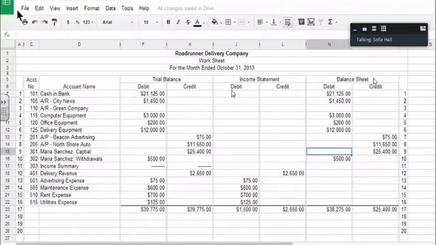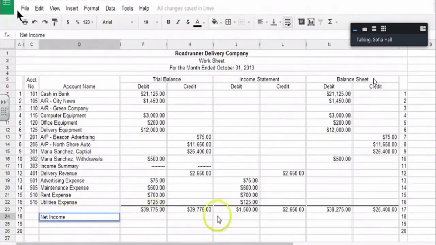Okay. Now, net income basically tells us the amount of revenue that we've received after all of our expenses are subtracted, or after all of our expenses are paid. So what we're going to do is skip a line down here. After our utilities expense, let's skip a line and put in net income, okay? We're going to be looking at what our net income is for this accounting period, which is the month ending October 31st. We are going to enter our net income into the debit column of that income statement section, okay?